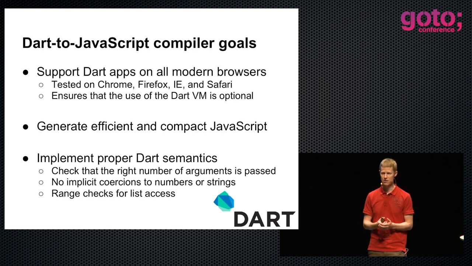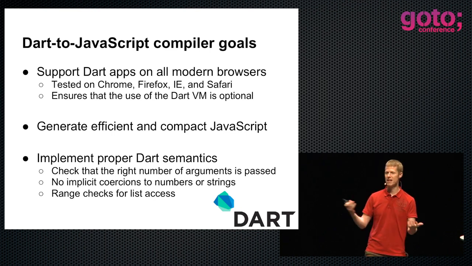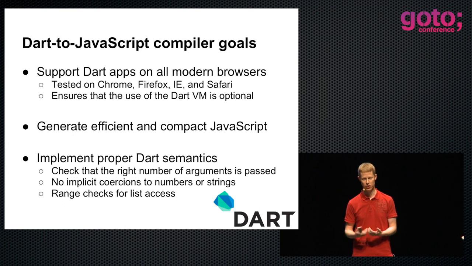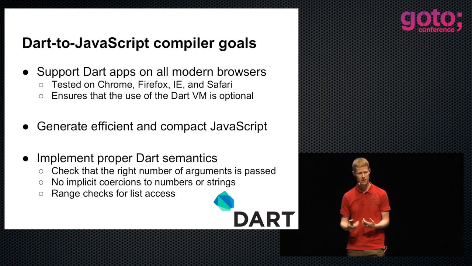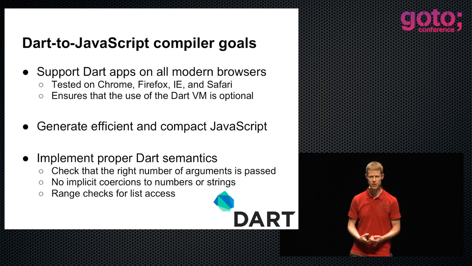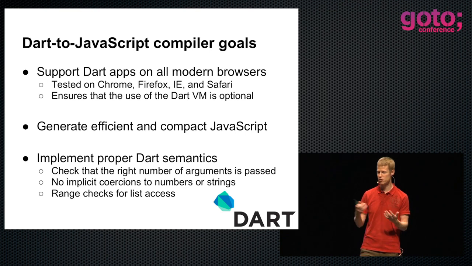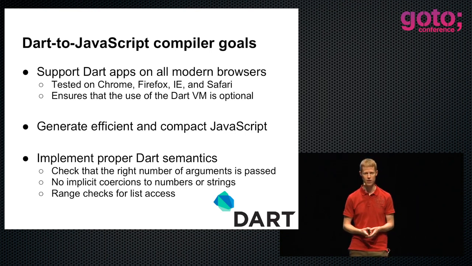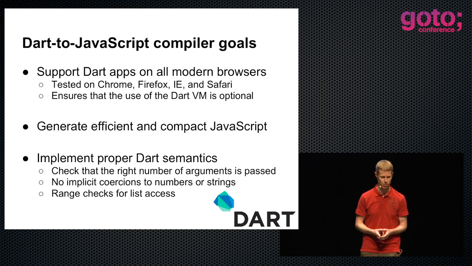When translating to JavaScript, there are certain things that you could decide to perhaps not do. Like JavaScript allows you to pass any number of arguments to your functions. You can pass too few, or you can pass too many. Dart doesn't allow that, so we have to make sure that when we translate Dart to JavaScript, we keep that same semantics, that you cannot pass too many or too few arguments to a function. We want it to be more strict.